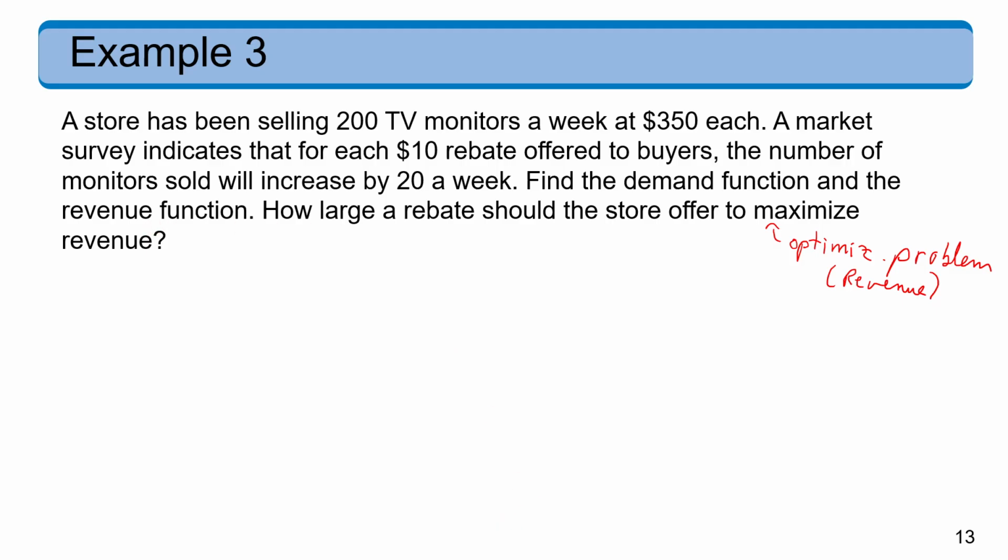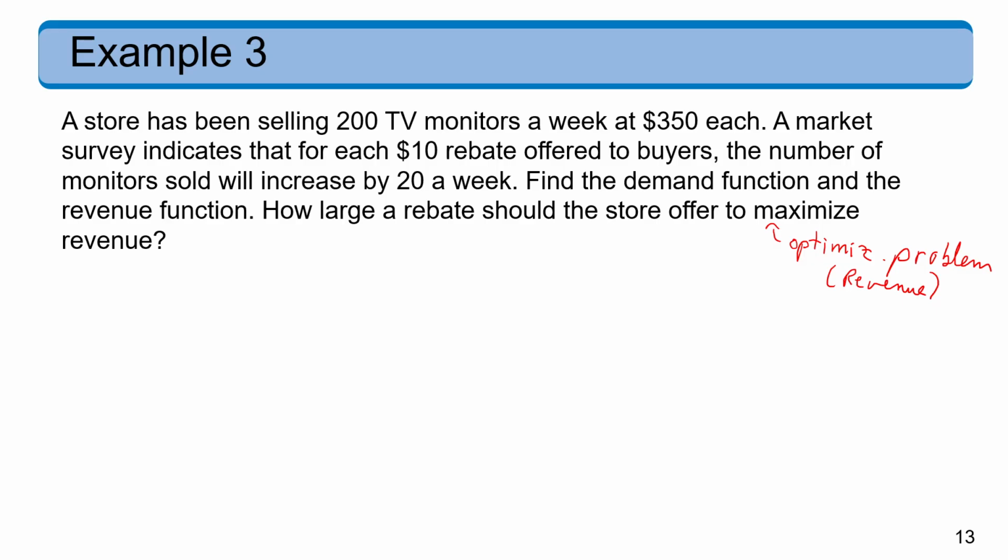So let's start thinking about the problem, right? Step one of our strategy, make sure you understand the problem, and then start writing down what you know and what you're asked to find. So let's make sure everything's clear in the problem. So the first sentence is pretty clear, what they've been doing. So then it talks about this every $10 rebate. So in other words, if they reduce the price by $10, they would sell 20 more TV monitors each week. And then they could do another $10 reduction and they'd sell 20 more, right?